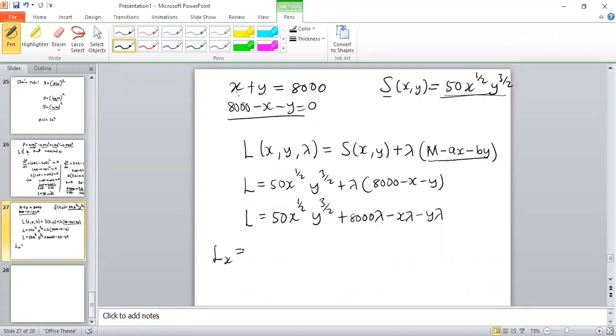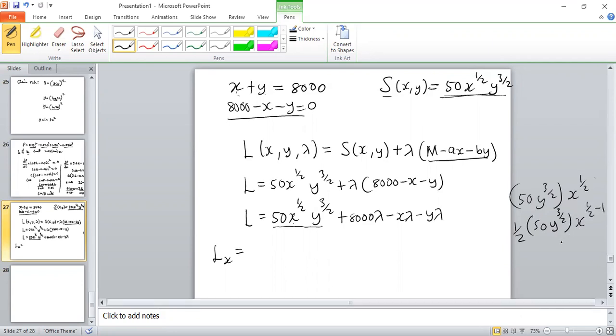We'll start with respect to x. When we are differentiating with respect to x, y and lambda become constant. This first one is where people make mistakes. 50 y to the power 3 over 2 is just a constant on its own. The variable is x to the power half. When you differentiate, the power half drops in front, then the 50 y to the power 3 over 2 follows unchanged, then x has half minus 1. Do we get the sense of how to differentiate this?